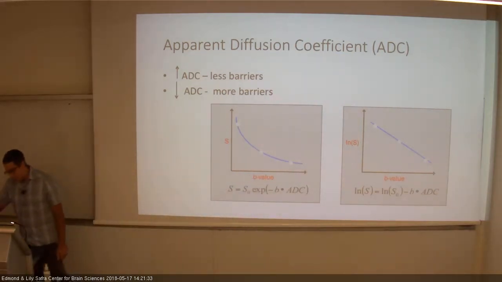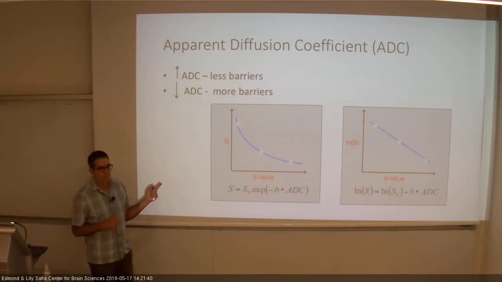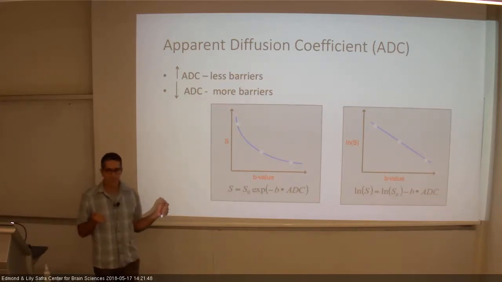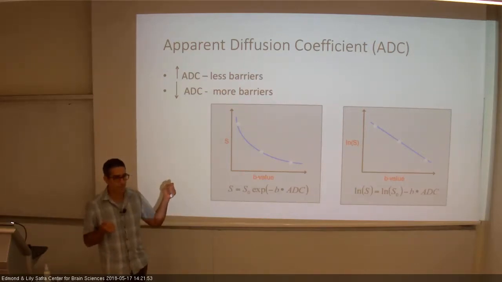What is then the prediction? What would happen if I changed the B value? What would happen to the signal according to this equation? As I'm increasing the diffusion weighting, what should I expect in terms of the measured signal? Just look at the graph. Okay, it's going to go down, right? It's going to be reduced.